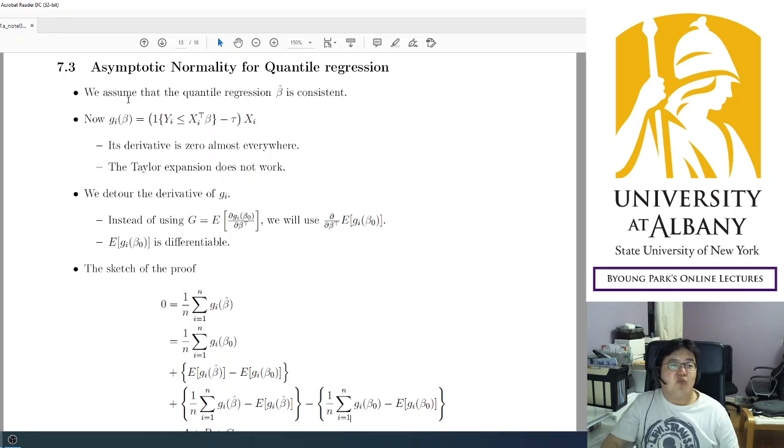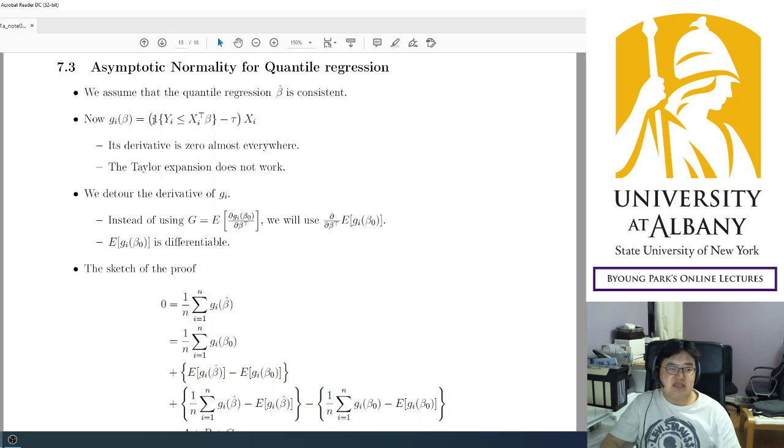Okay, we are going to assume the consistency. Consistency is not much different. Consistency is not a big problem because the main problem is the linearization. The differentiation is not possible everywhere. One point has a problem. And now the function for the first order condition can be written this way.